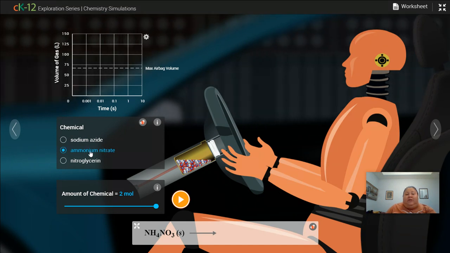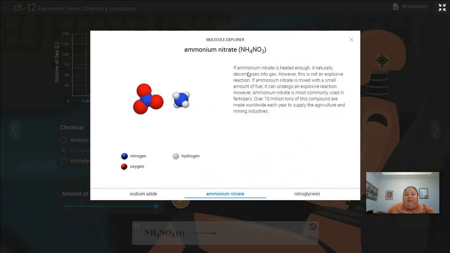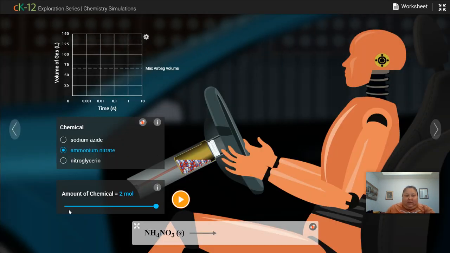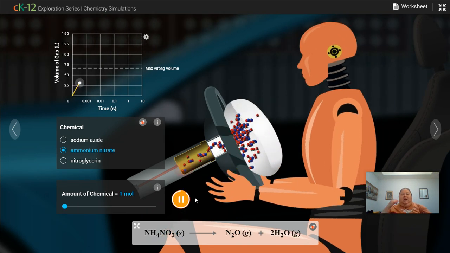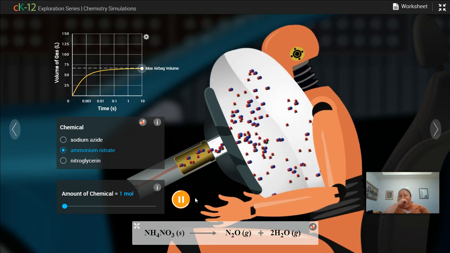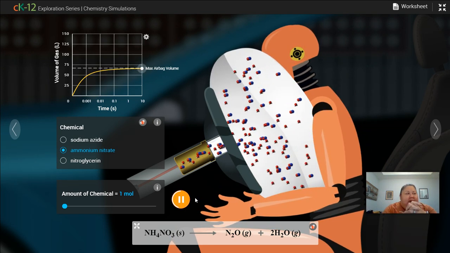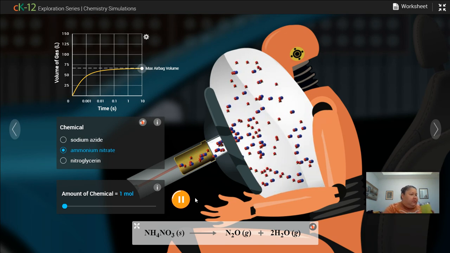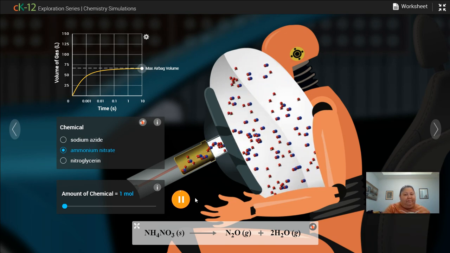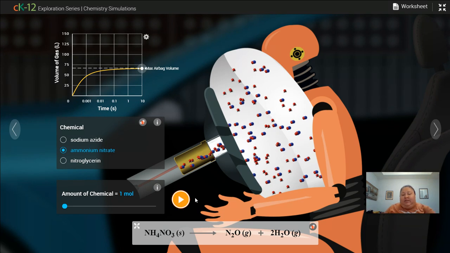If we have ammonium nitrate, let's see what ammonium nitrate does. Ammonium nitrate, if it's heated enough, will naturally decompose. However, this is not an explosive reaction. It's not a reaction that's real violent that can hurt people. Let's try 1 mole before we double up. As you can see, does the crash dummy get saved? Yes. It sure does, guys. It's enough.